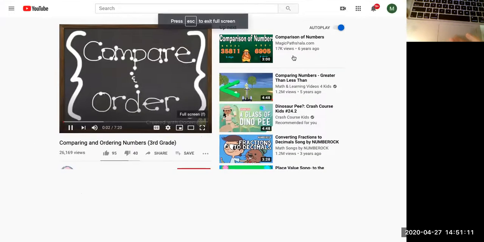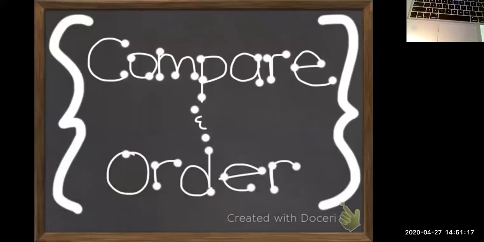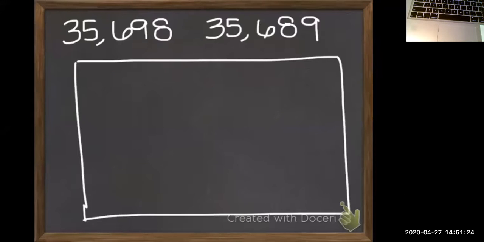Hey friends, today we're going to review what we've learned in class about comparing and ordering numbers. And it is truly just as simple as remembering to make a place value chart. So let's get started. In this problem, we are going to compare 35,698 to 35,689. We're trying to figure out how these numbers compare to each other.